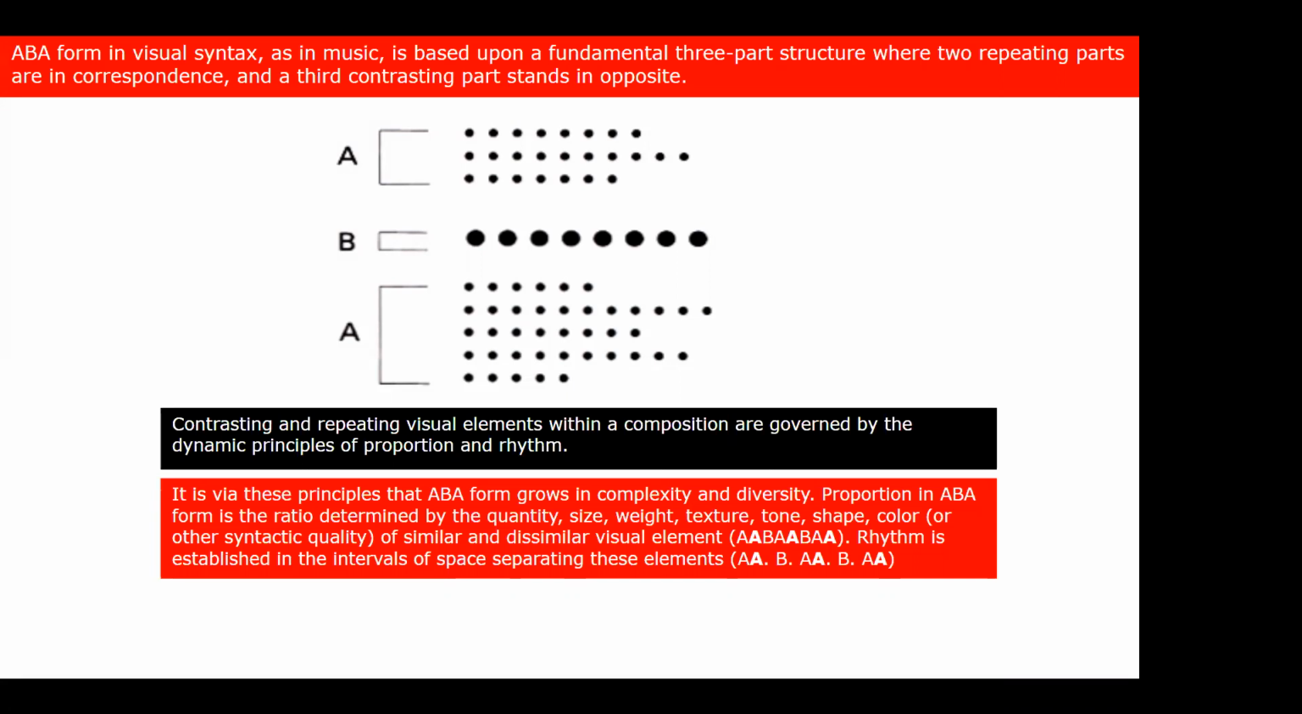That is, the first part and the third part are similar, while the second part is different. Rhythm is established in the interval of the space separating these elements: AAB, AAB, AAB, or ABA, ABA, and so on. And this is the technique and skill as well.